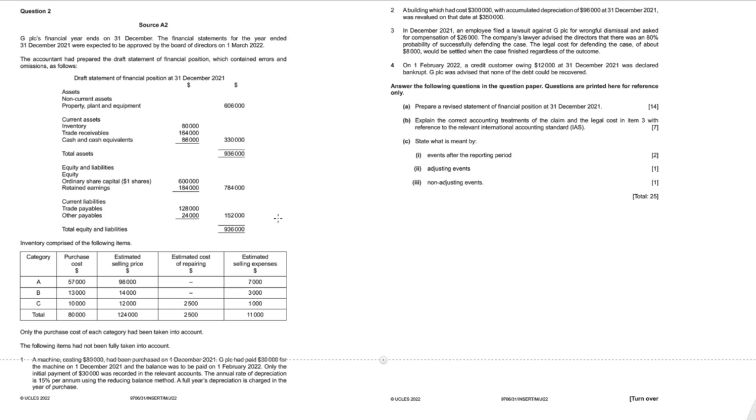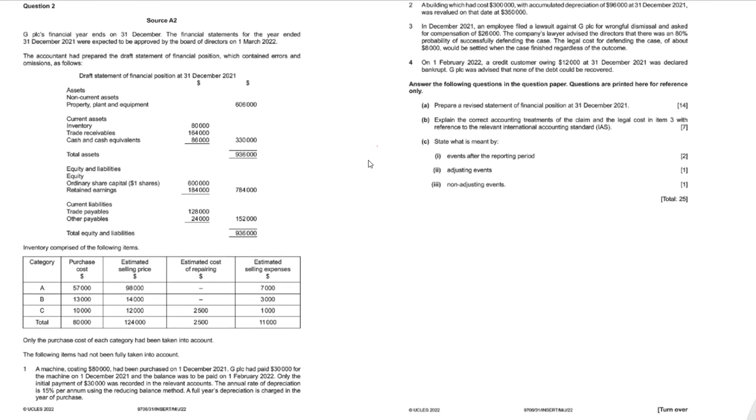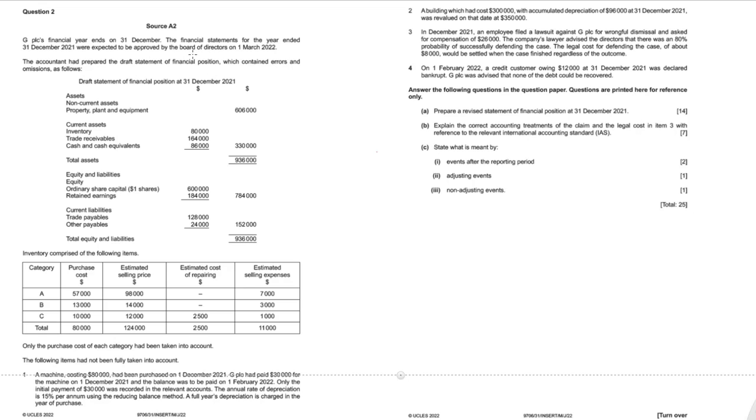Question number 2. GPLC's financial year ends on 31st December. The financial statements for the year were expected to be approved by the Board of Directors. The accountant had prepared the draft financial statements which contained errors and omissions. Okay, financial statements are given. Then they have given you inventory comprised of the following items: A, B, C. Cost is given, estimated selling price, estimated cost of repairs, and estimated selling expenses.